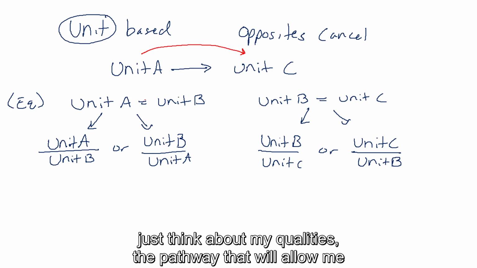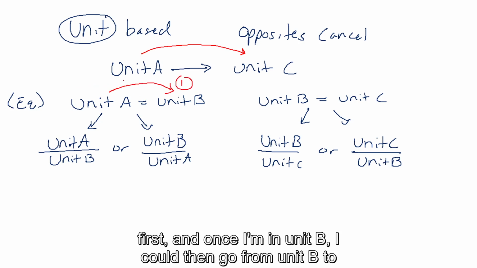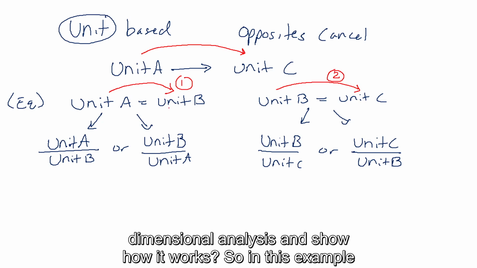So if I just think about my equalities, the pathway that will allow me to get to where I need is, I could go from unit A to unit B first. And once I'm in unit B, I could then go from unit B to unit C in a second step. So how do we set this up to show dimensional analysis and show how it works?